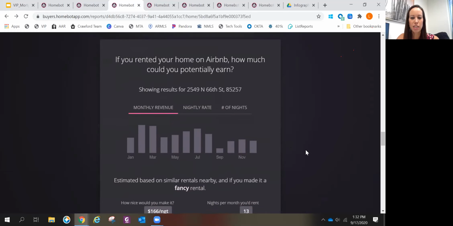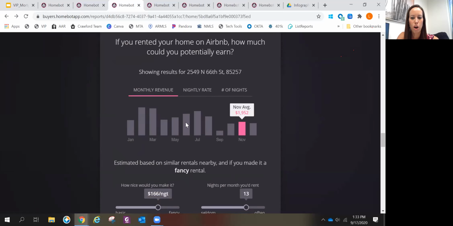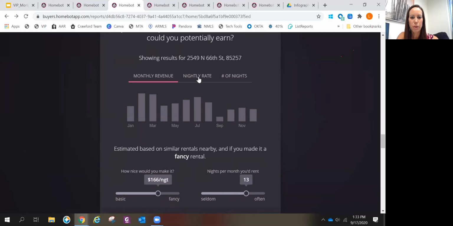This part people absolutely love. If you rented your home on Airbnb, which is such a hot topic, especially in our market, because I don't know if you guys know this, but in 2019, Scottsdale was rated the #1 market in the country for profitability for VRBOs and Airbnbs. So this is a super hot topic, especially for investors. So this shows them that for their home, which months are going to be hottest for them, how much they could make monthly, what the nightly rate would be for those months, and how many nights they would have their home rented per month based upon average occupancy rates.